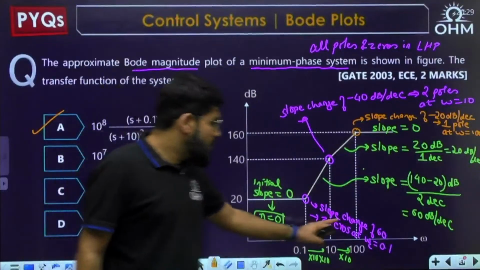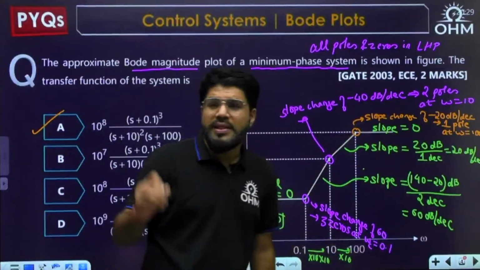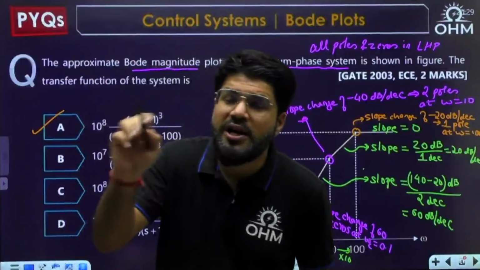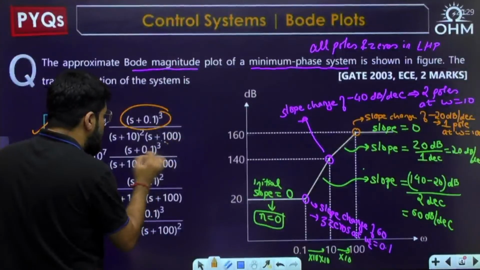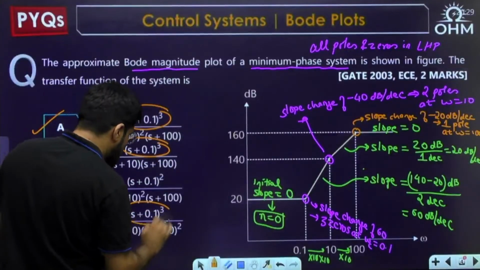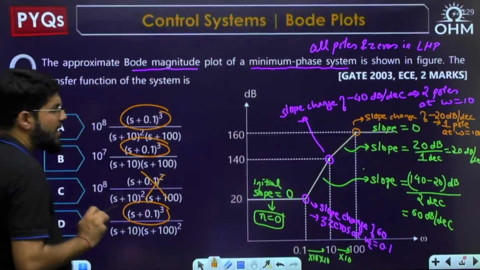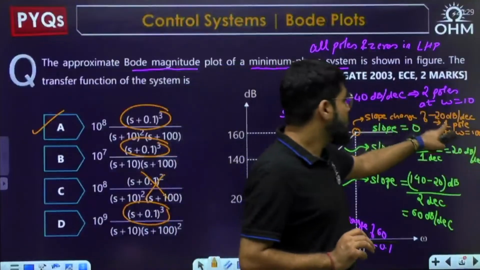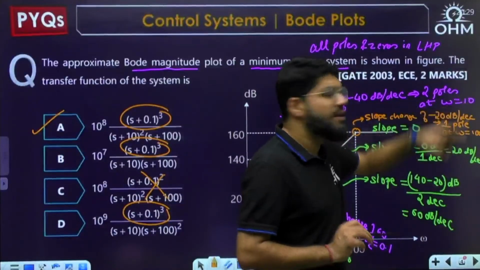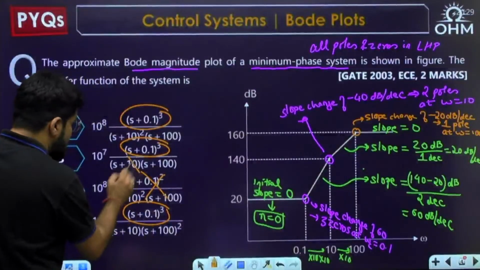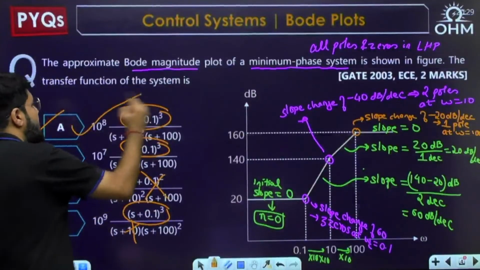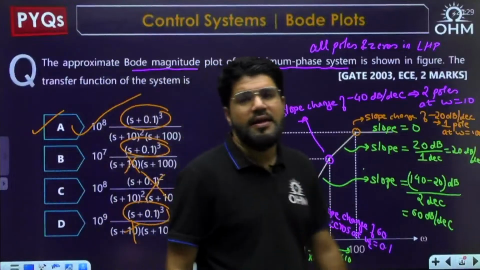Because there are 3 zeros at 0.1, there should be s plus 0.1 whole cube. So this option, C, is ruled out. Then there are 2 poles at 10, so s plus 10 whole square should be there. So this is also ruled out. Correct answer is option number A.